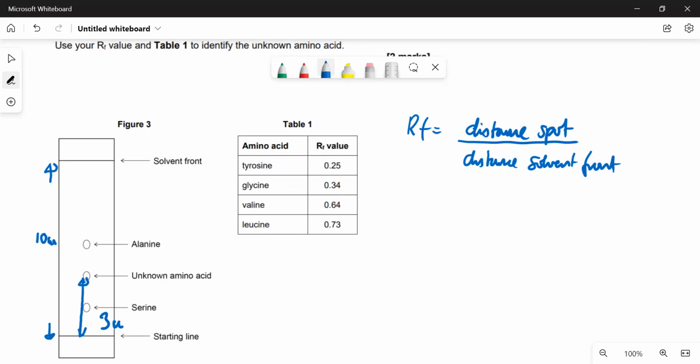That's 3 units there. So the RF value, you'd obviously do it with a ruler and measure in millimeters, I'm not going to do that, is going to be 3 over 10, which is equal to 0.3 approximately. And you can see glycine is the only one there with a value of 0.3. So the unidentified amino acid is glycine.